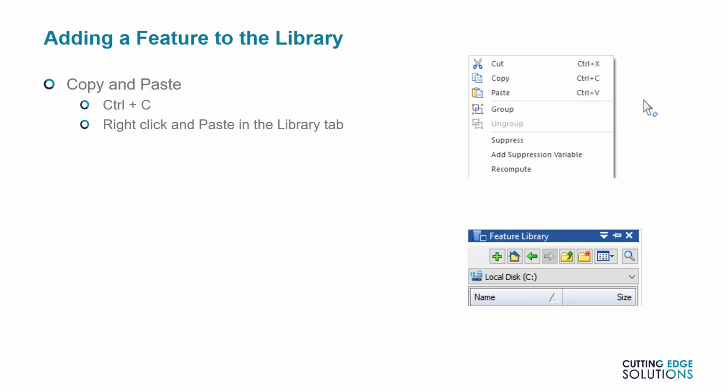Method one is to select features, copy them, right-click, and paste them into a folder in the feature library tab. Method two is to select the required features and then click the green Add Entry button at the top of the feature library. Both methods will ask you for a file name, which has to be unique for the folder the feature's being placed into.